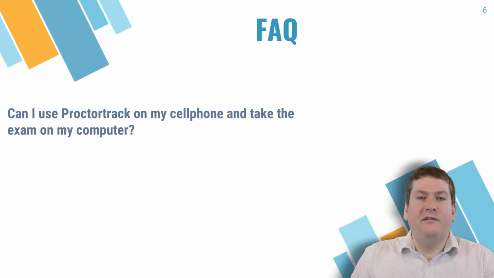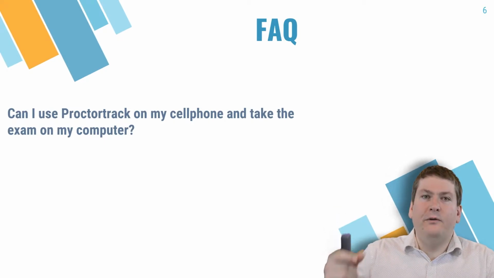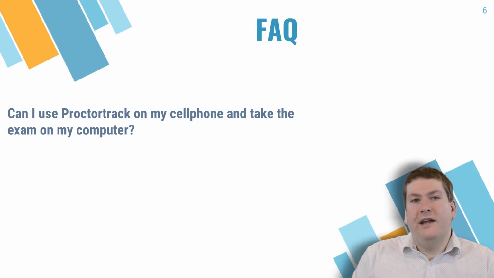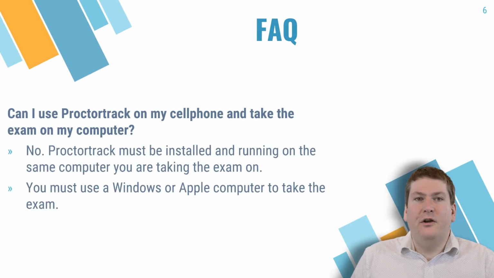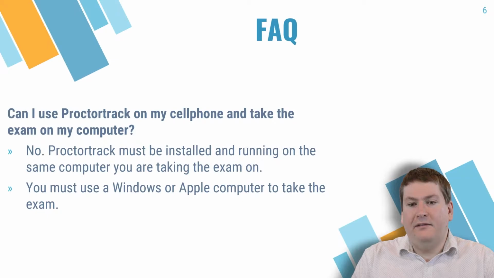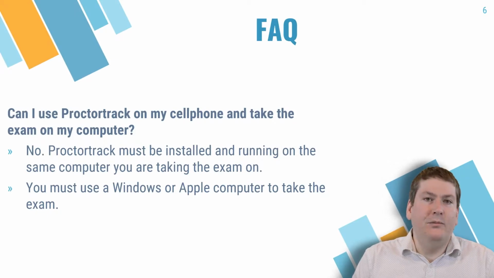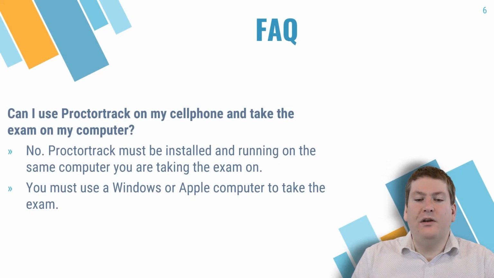Another question is if you can use Proctortrack, for example, on your cell phone and have your computer while you're taking the exam, or use two different systems in that way. And unfortunately, the answer is no. The Proctortrack software isn't really set up for this. So the Proctortrack software has to be running on the same computer that you're taking the exam on. And for that reason, you're only allowed one system with one keyboard and one monitor. And that system has to be a Windows or Apple computer to take the exam. So you can't do this exam on your cell phone or tablet.